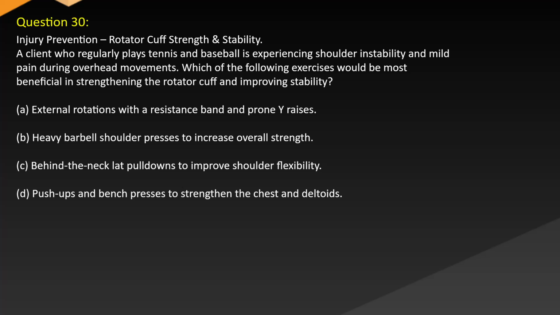Question 30. Injury prevention. Rotator cuff strength and stability. A client who regularly plays tennis and baseball is experiencing shoulder instability and mild pain during overhead movements. Which of the following exercises would be most beneficial in strengthening the rotator cuff and improving stability? A. External rotations with resistance band and prone Y raises. B. Heavy barbell shoulder presses to increase overall strength. C. Behind the neck lat pulldowns to improve shoulder flexibility. D. Push-ups and bench presses to strengthen the chest and deltoids.